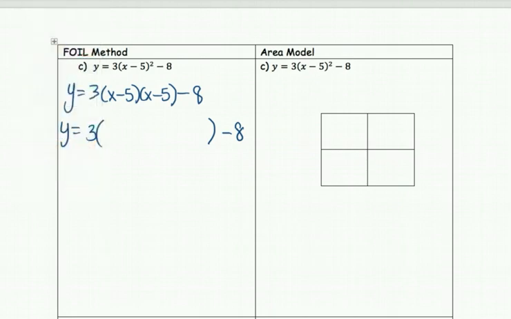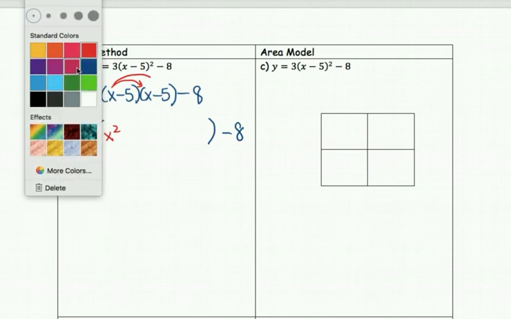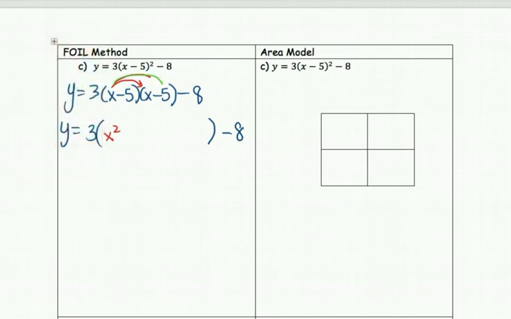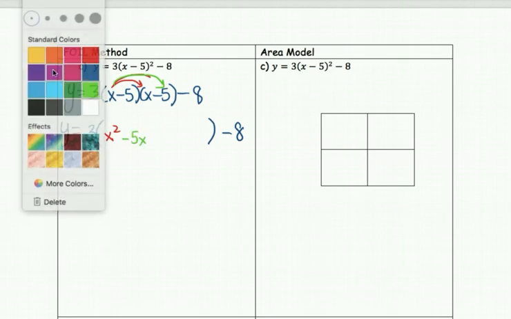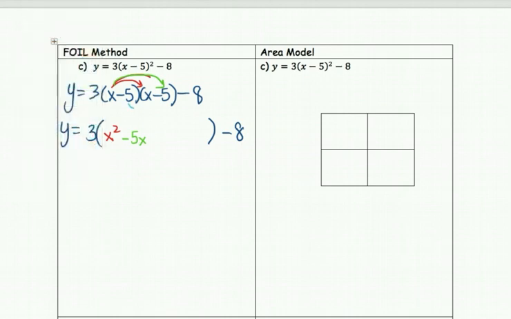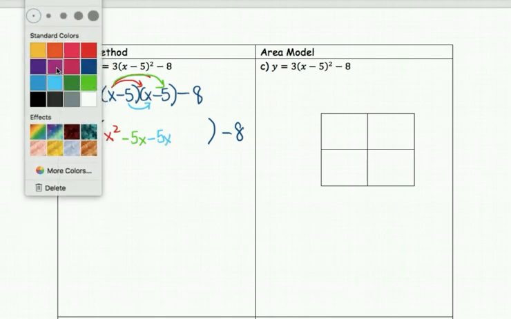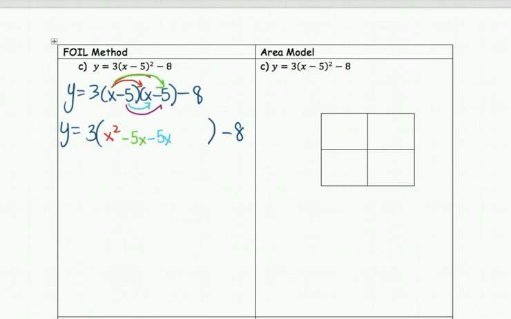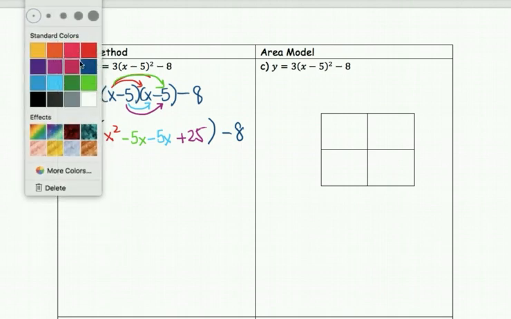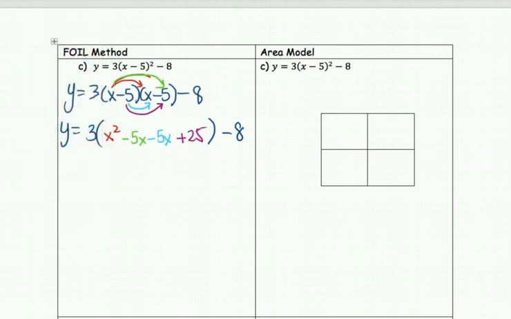All right, so again, let's use FOIL. First ones together, x times x, x squared. Then outer: x times -5 is -5x. Inner: -5 times x is -5x. And last: -5 times -5, positive 25.